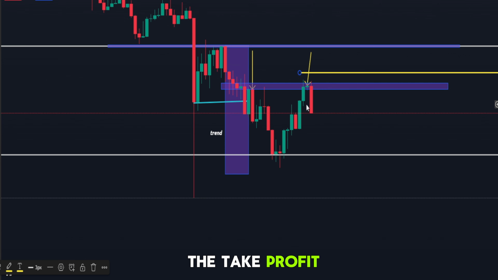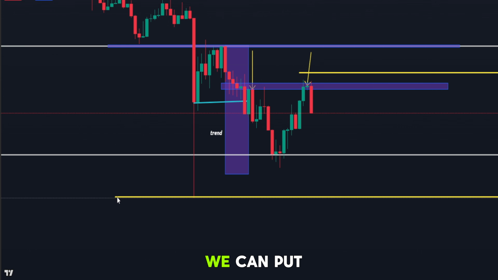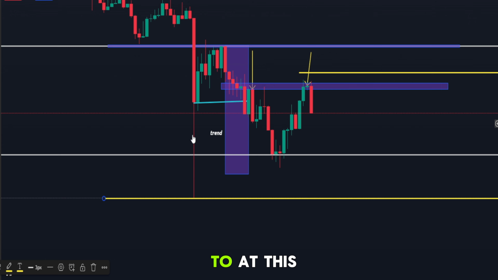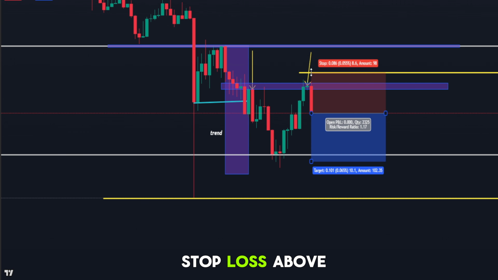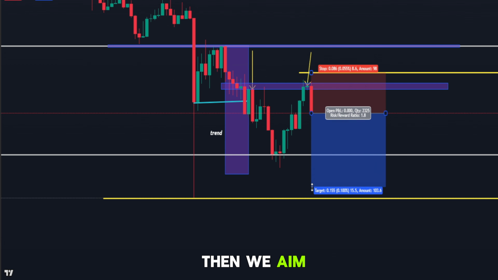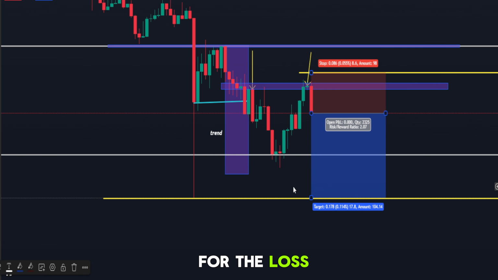The take profit here, the first take profit can be here on this lower low where the market stopped, and then take profit 2 can be here. We can put our take profit 2 at this level here. So we shall have our sell at the closure of that candle here, stop loss above, then we aim for the lows, just like that.